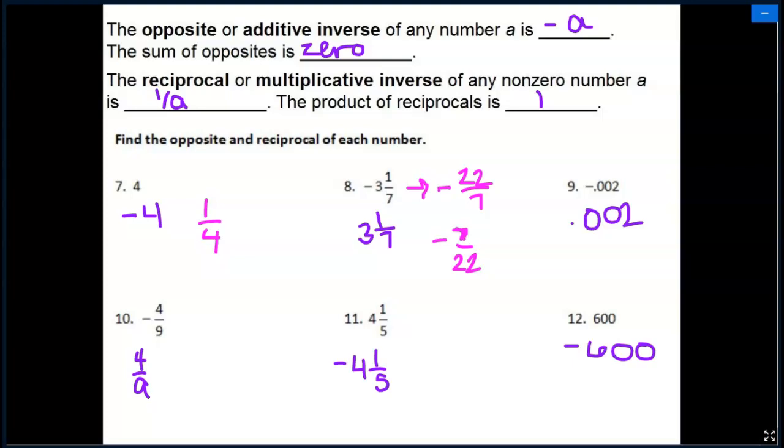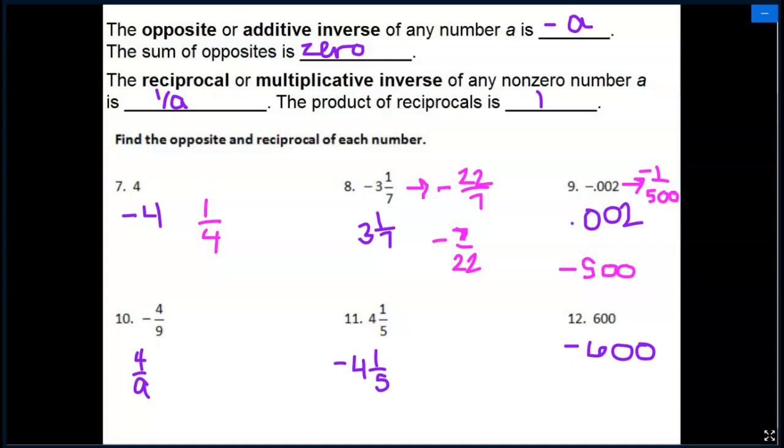Negative 0.002 is the same as the fraction negative 1/500. So its reciprocal is negative 500. And you could also do that if you took 1 over negative 0.002. You would get negative 500 as well.